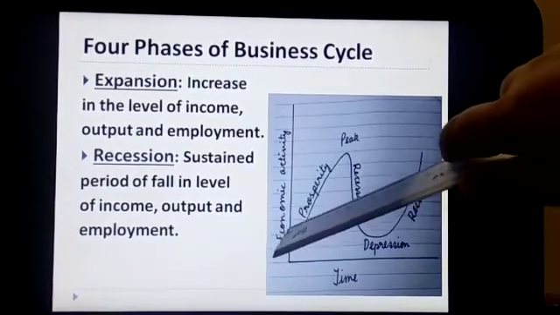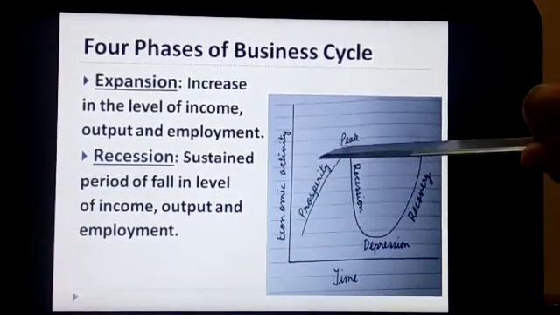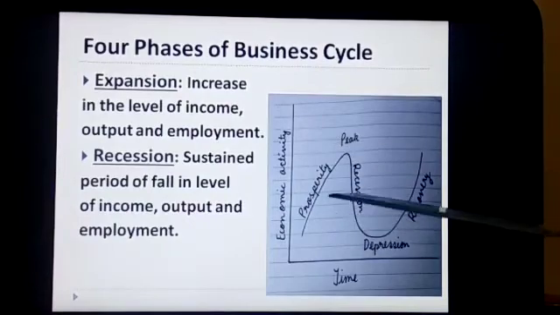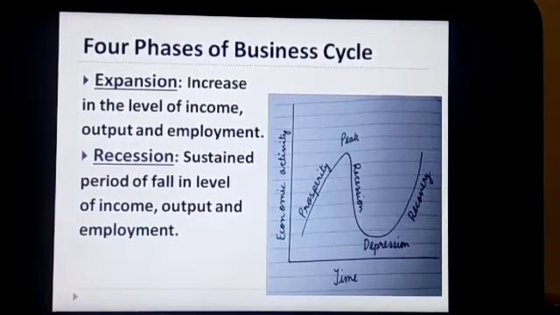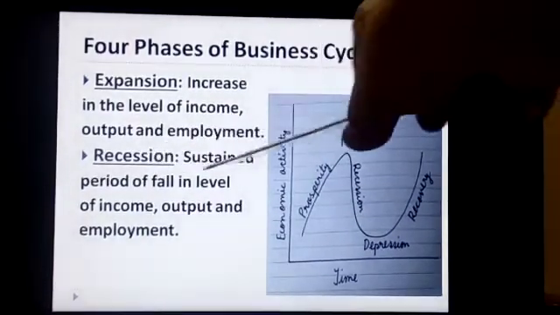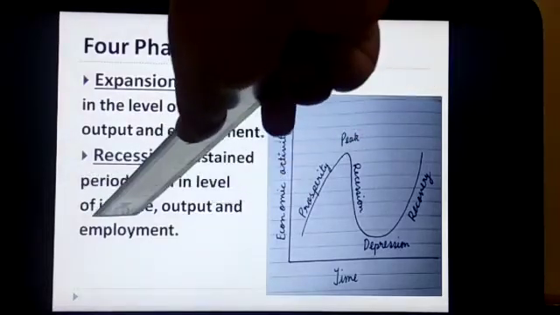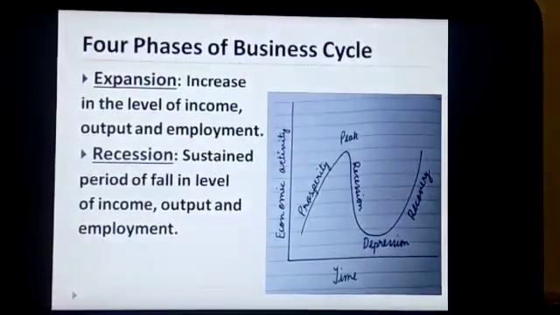In the expansion stage, the economy reaches the peak and then it starts moving down. This is called the recession. Recession is a sustained period of fall in level of income, output, and employment. Everything is falling down, like the economy is going down now.